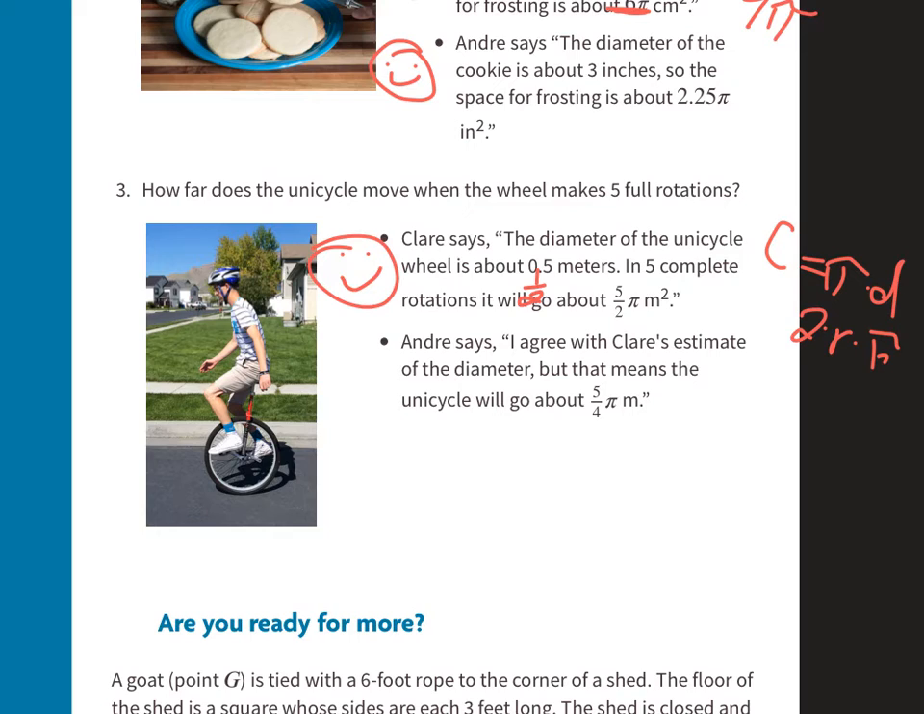Andre says, I agree with Claire's estimate of the diameter, but that means the unicycle will go 5/4 pi. Well, Andre is wrong. It is 5/2, not 5/4. Okay, so that is it. So let's look at the summary on page 81.